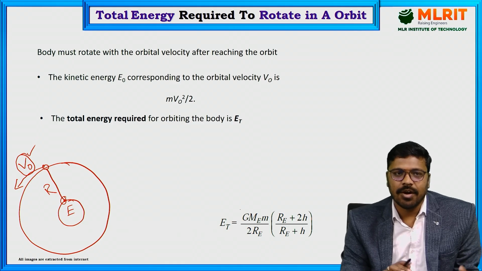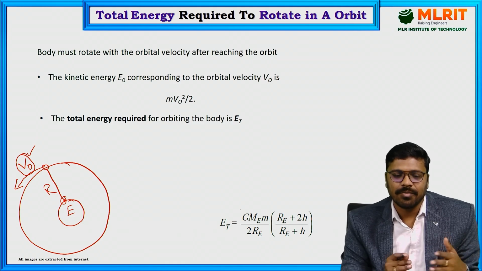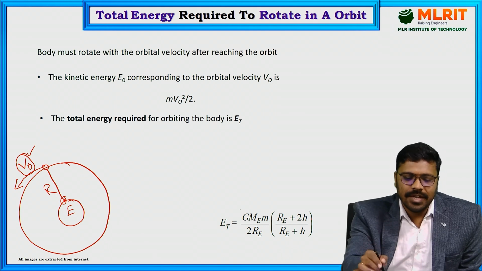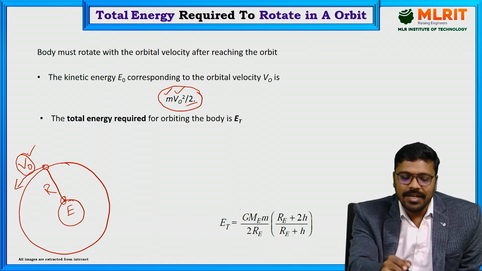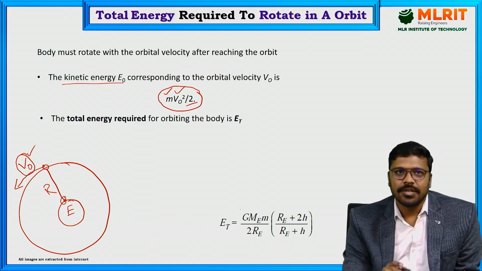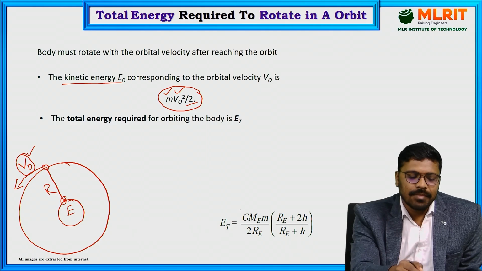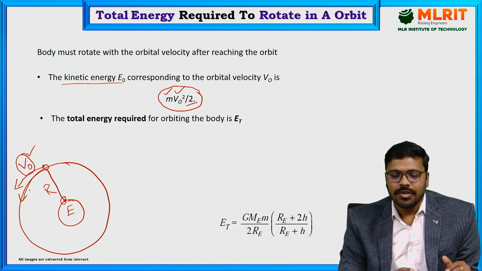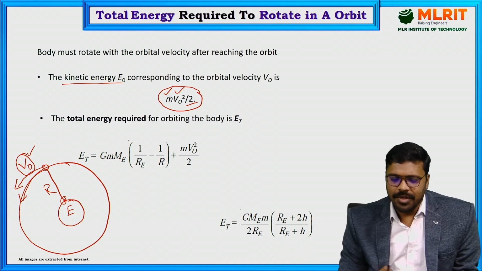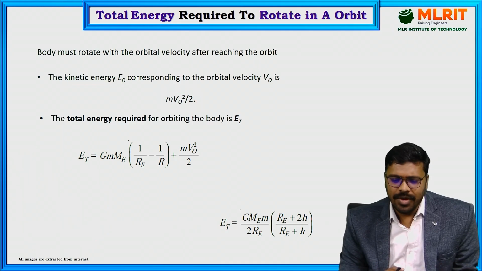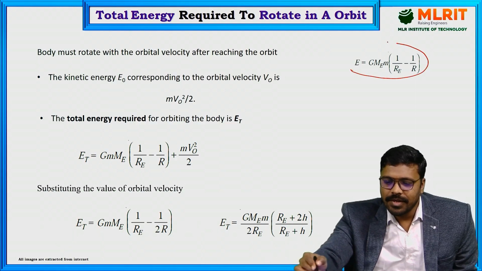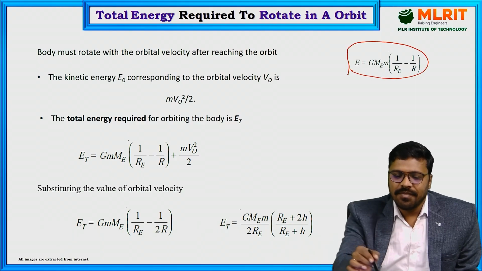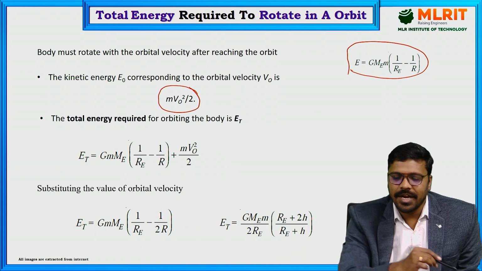So what is that energy? How do we calculate how much energy is required for the body to rotate with V0? That is nothing but the kinetic energy of the body, m V0 square divided by 2. So we have to provide additional kinetic energy E0 to the body so that it will rotate in the particular orbit. Previously we derived the energy required to reach the orbit. After that, we have to provide some additional kinetic energy for the orbit.